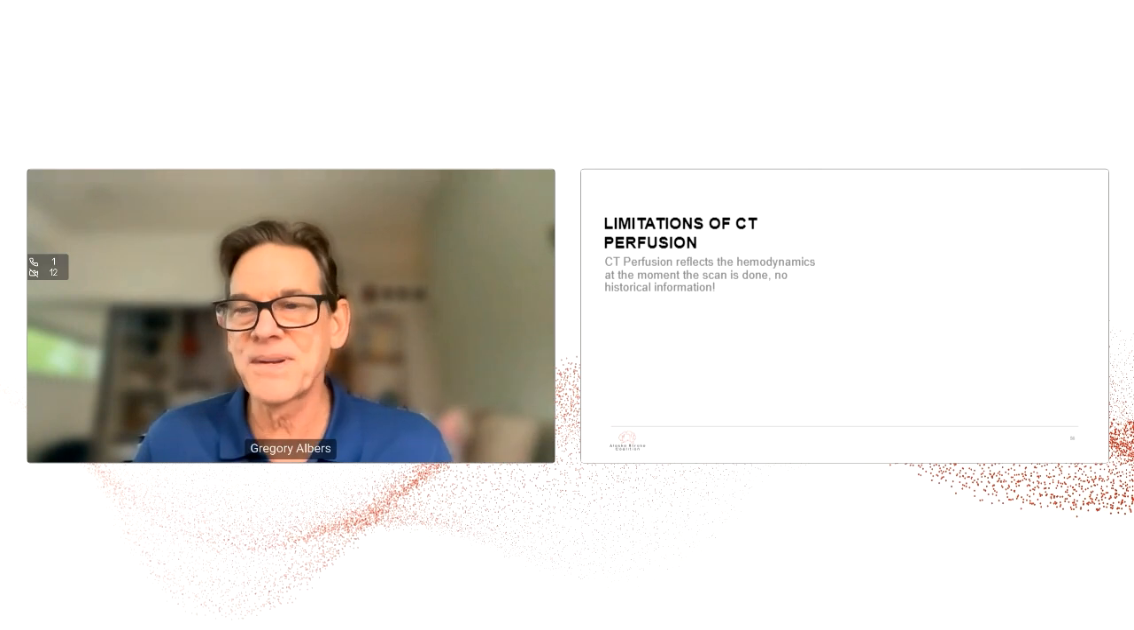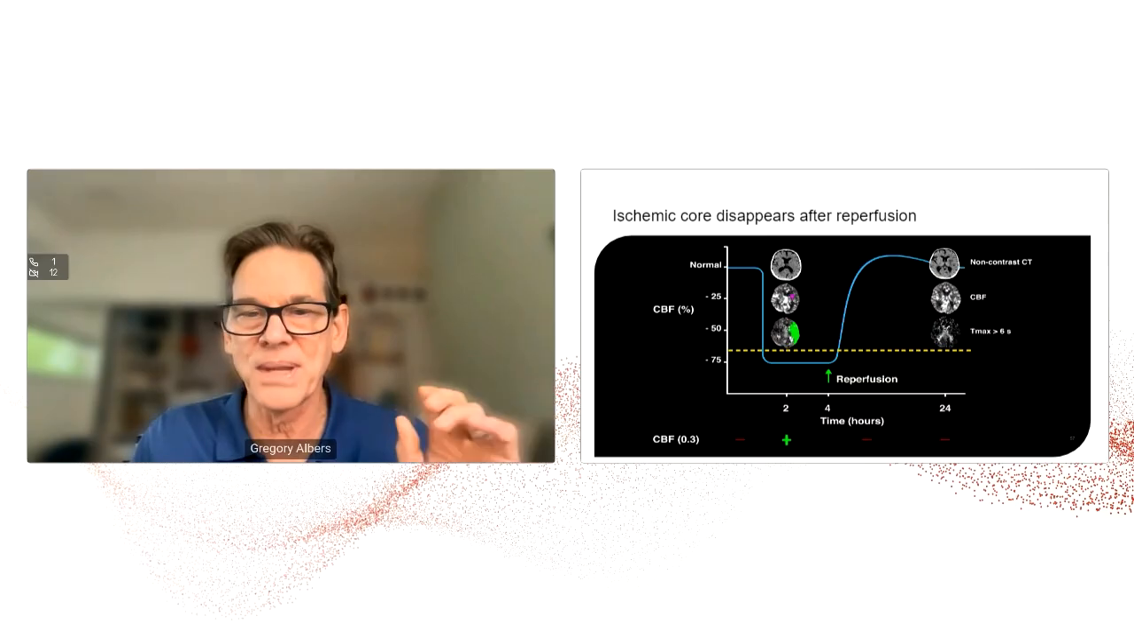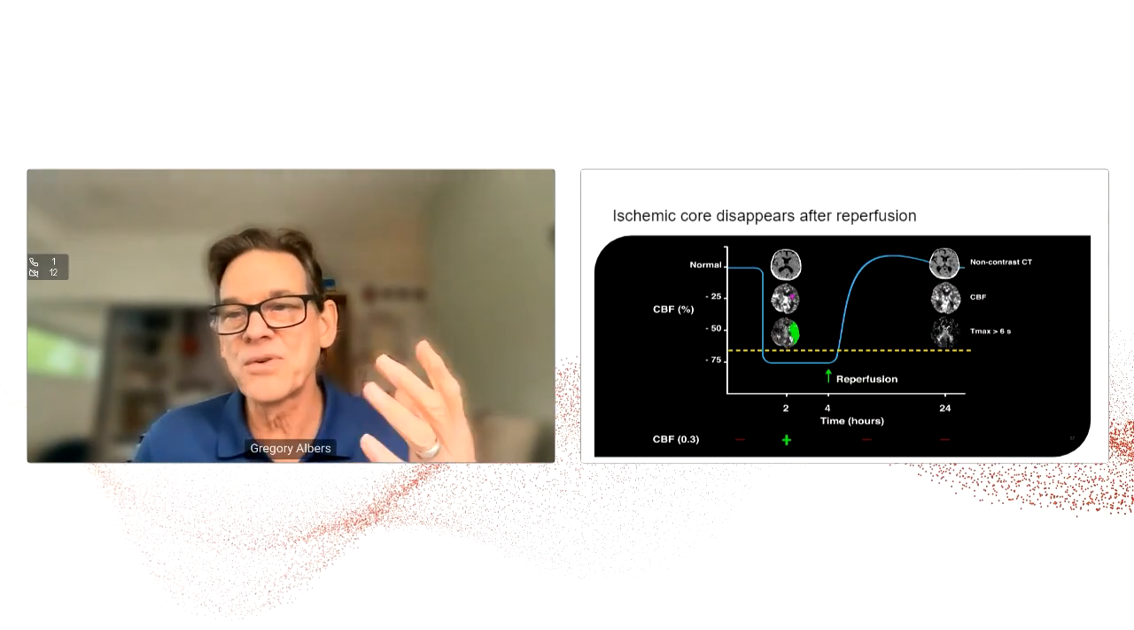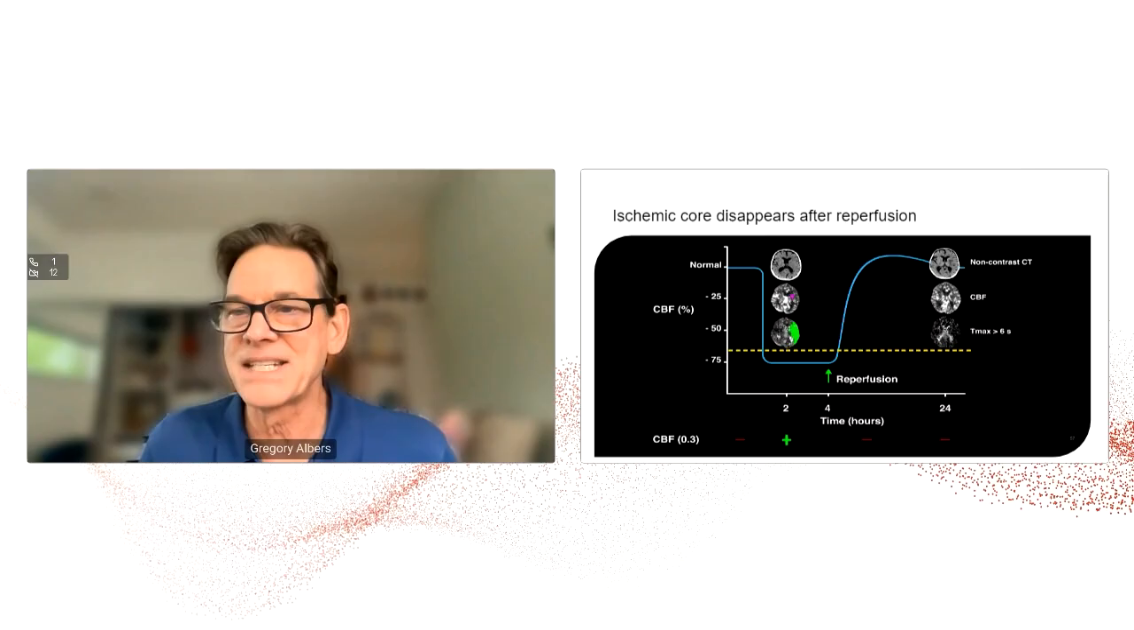So CT perfusion is not imaging dead tissue like a non-con CT is. It's showing you blood flow. And once you return the blood flow, you can actually have normal blood flow in dead tissue for a while because the tissue may be dead, but the blood vessels are open.